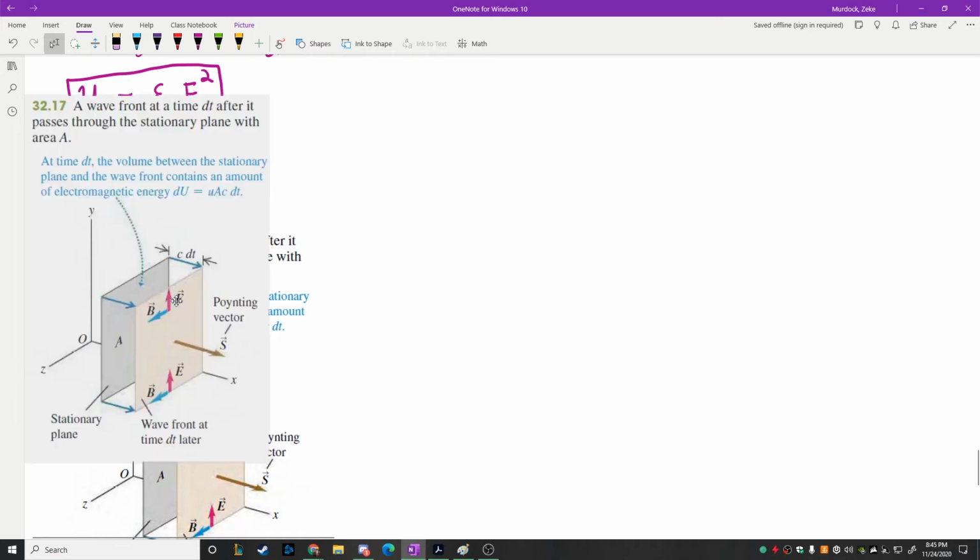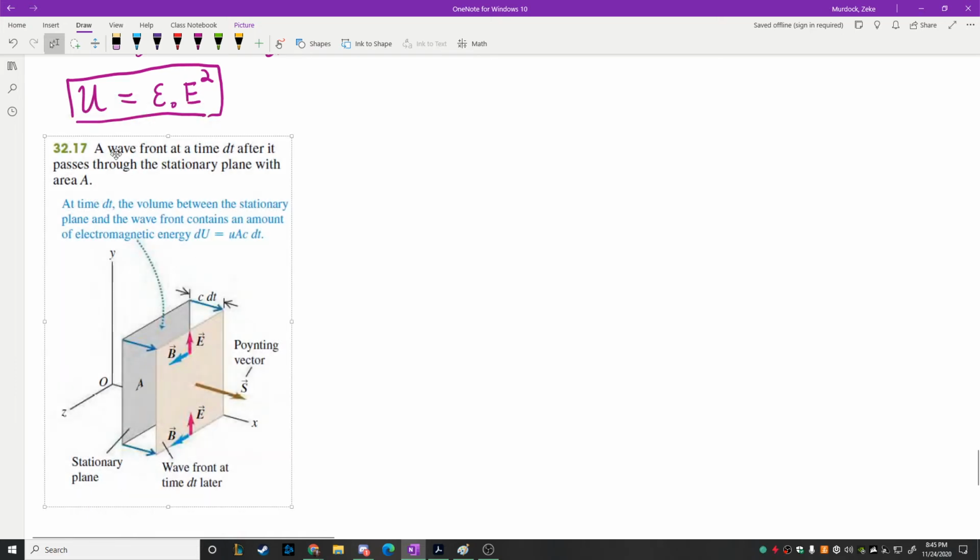The idea is that it's a plane wave, and we're looking at a single wavefront at a time dt after it passes through the stationary plane with area A. So here's one plane, and we're looking at our wave as it passes through that area of space, basically. And we're just looking at one piece of the wavefront. After all, this is a plane wave, so it goes up and down infinitely and left and right infinitely, basically. Okay, so this is the wavefront at some time dt later.